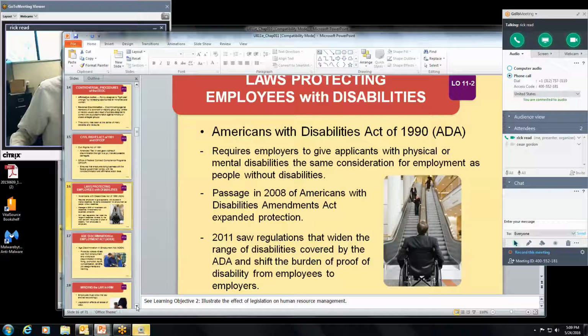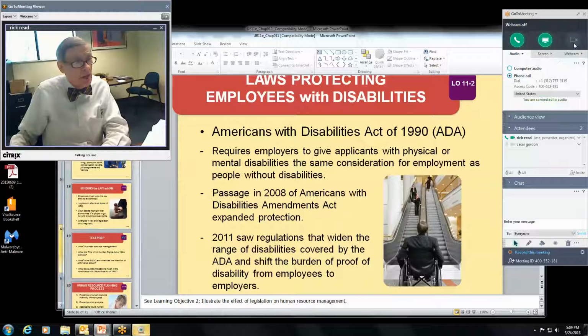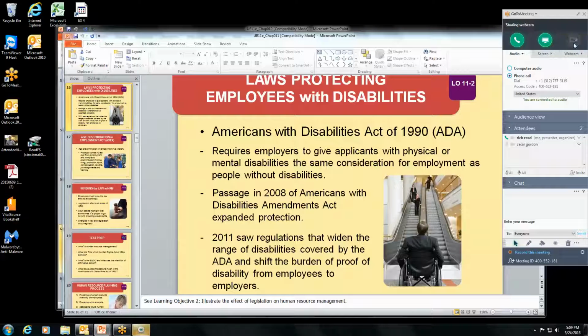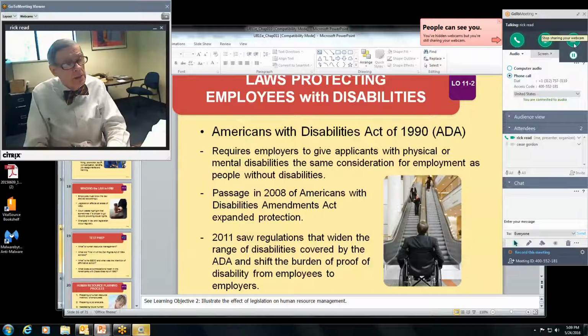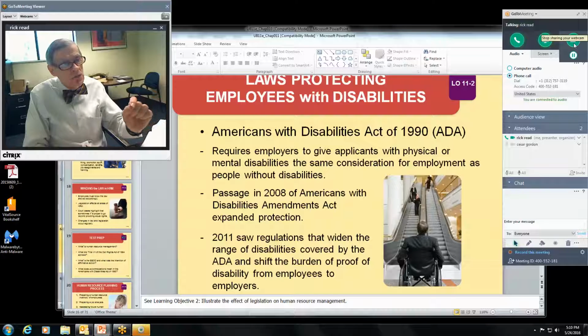Of course, you know, or you should know, that we have a number of laws on the books that do protect people in certain classes. Americans with Disabilities Act, ADA, 1990. The salient part of that is that employers are required to make reasonable accommodations. They have to have 25 or more employees. The key word is reasonable accommodations. It doesn't say you have to accommodate something.